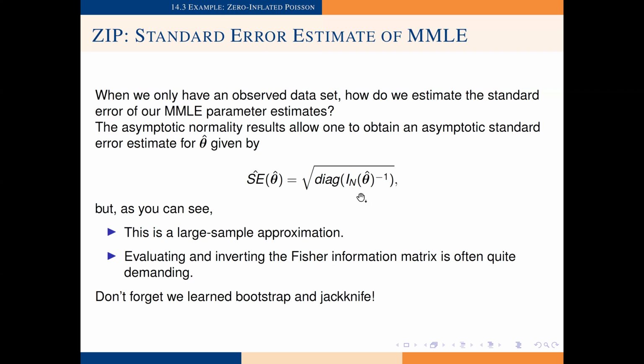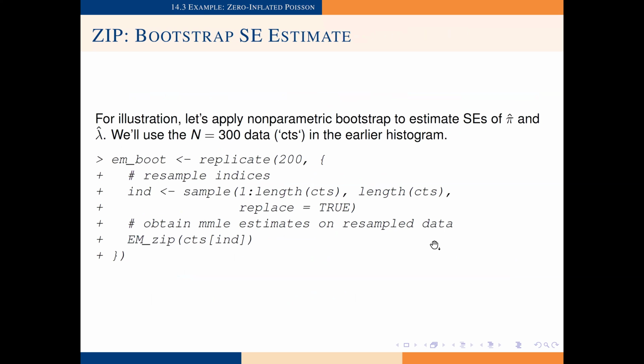You can look up the formula for this thing on Wikipedia if you like. But as you can see, this is a large sample approximation, meaning that it's not going to be so accurate if your sample size is small. And, which we don't talk about over here, evaluating and inverting the Fisher information matrix is usually quite demanding. But let's not forget that maybe half a semester earlier, we learned about the powerful tools of bootstrap and jackknife, which are non-parametric methods or resampling methods we can apply to obtain standard error estimates. So that's something we can do over here.